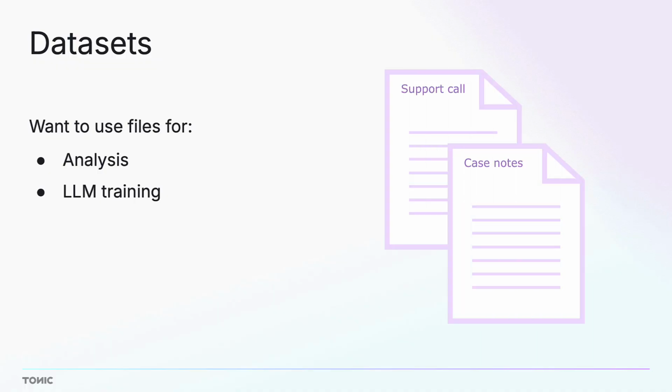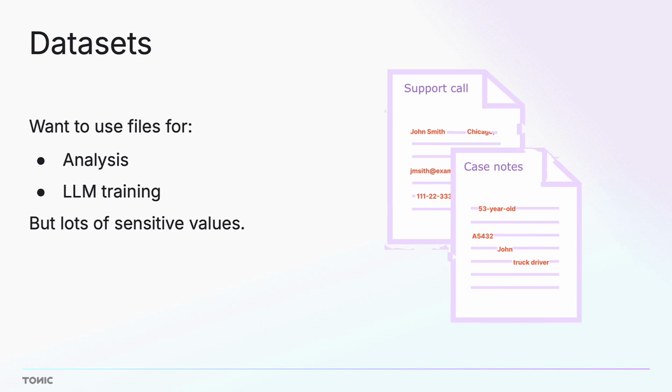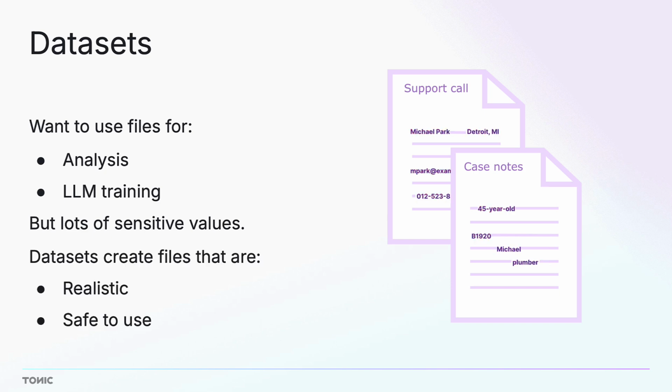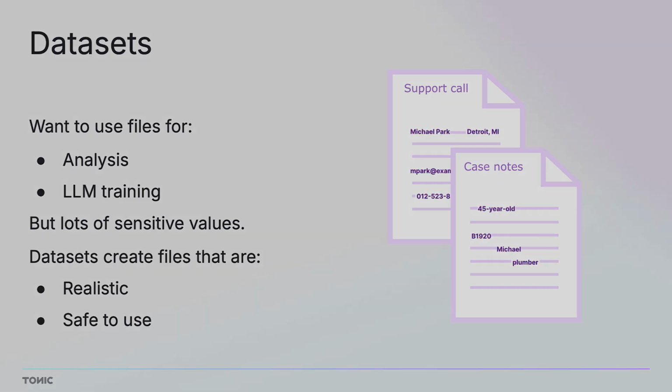For example, you might use a dataset when you have a large volume of files that contain customer support conversations and case notes, and that you want to use for analysis or to train an LLM. However, those files contain values such as names, addresses, and identifiers that you cannot expose. A Textual dataset produces transform files that are both realistic and safe to use.